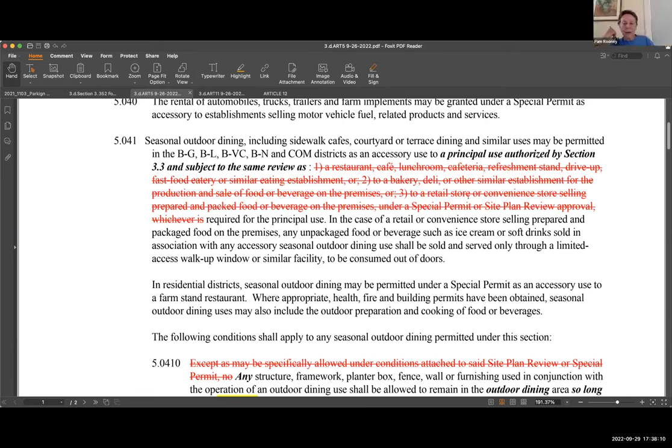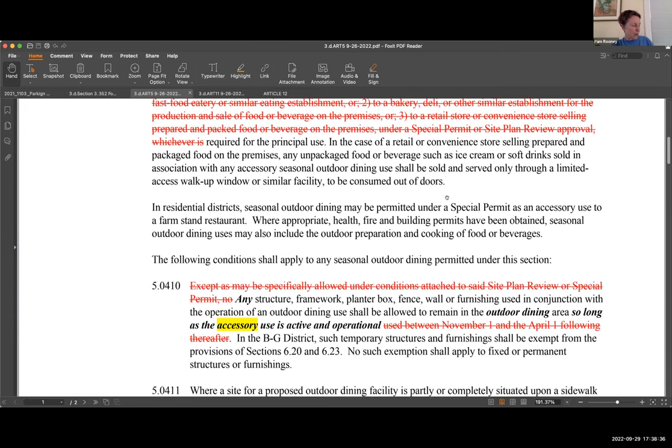Otherwise, it wouldn't be possible in the way it's currently written. Okay. So I feel comfortable leaving it like this, given that it's very, very unlikely, especially with something that has to go through a permitting process anyway, that you wouldn't get a food or drink related accessory use. Right. Okay. Question on the paragraph.